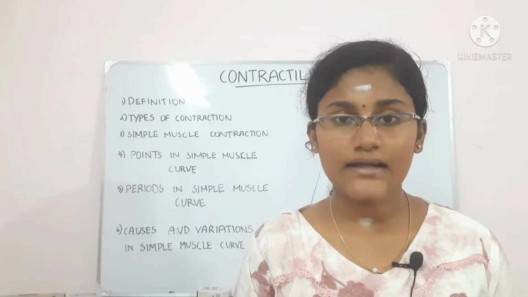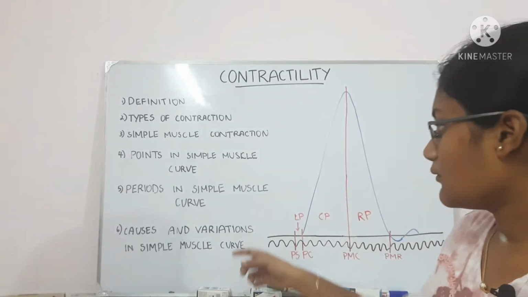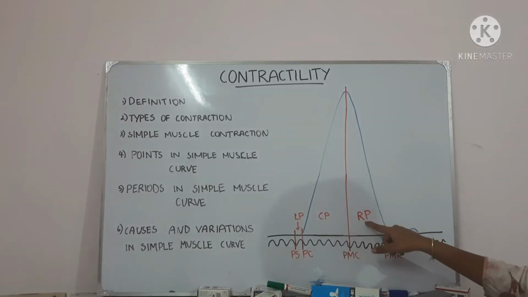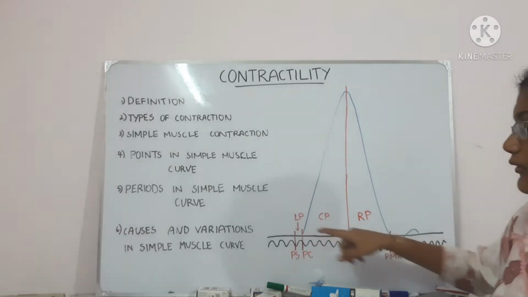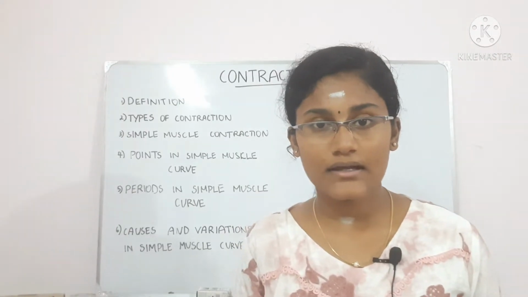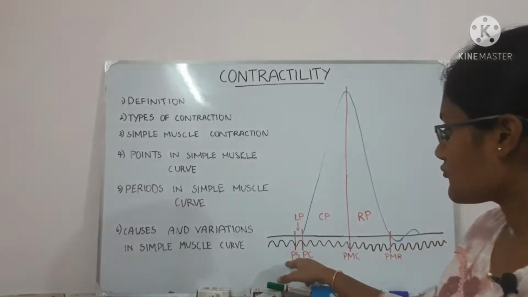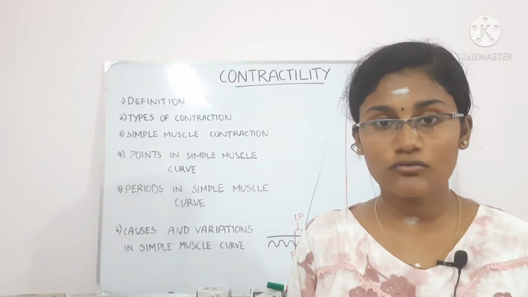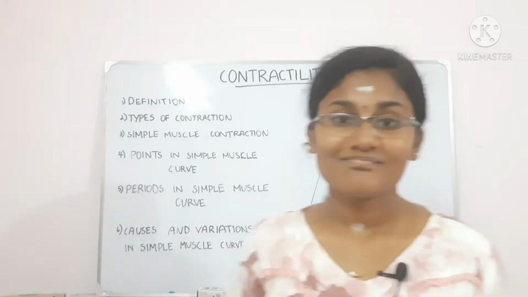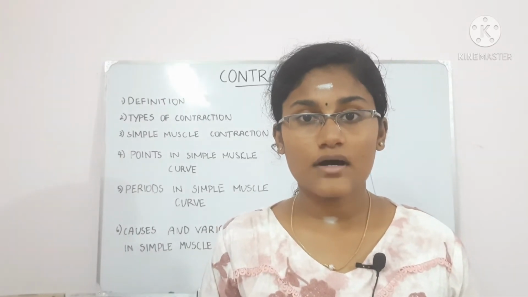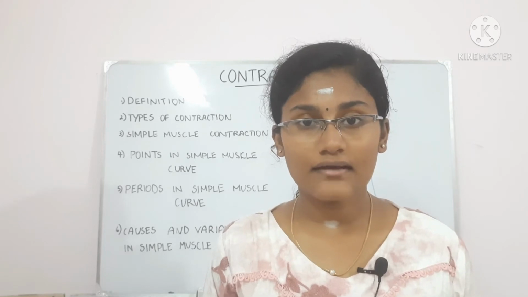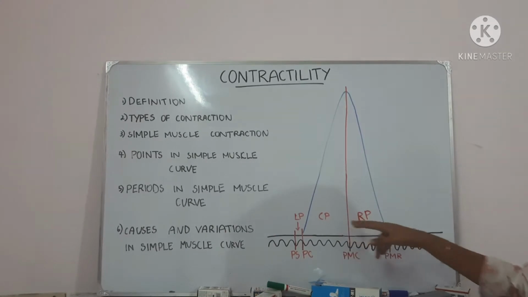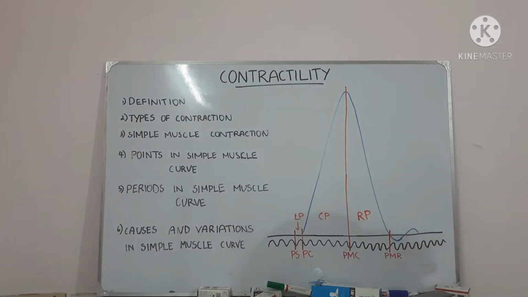There are three time periods that we have to note here. The periods in the simple muscle curve include the CP, RP and the LP. LP is the latent period. It is the period between the point of stimulus and the point of contraction. It is the time that the muscle takes to respond to a stimulus. During the latent period, the muscle does not show any mechanical activity. The next thing is the CP, that is the contraction period, and then the relaxation period.